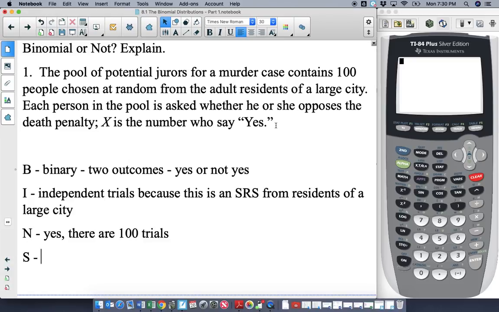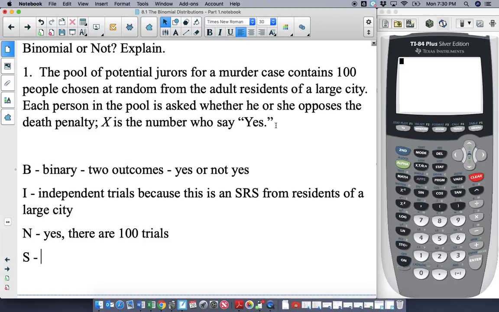And what about the S? Assuming that it's a 50-50 chance that they say yes or something other than yes, then yes, we can assume the probability is the same. Obviously, again, if this is from some small community or some family, then the probability of saying yes or not yes may not be equal, but let's assume that it is a 50-50 chance here.